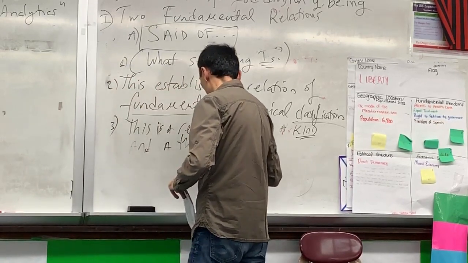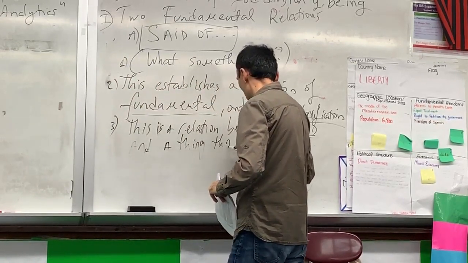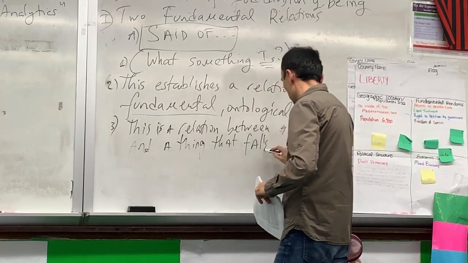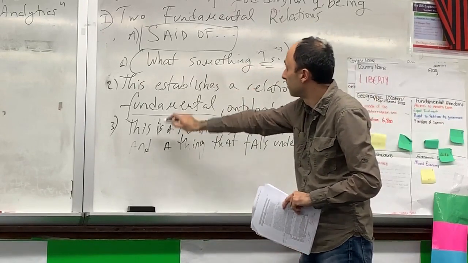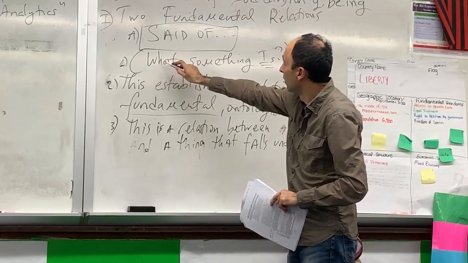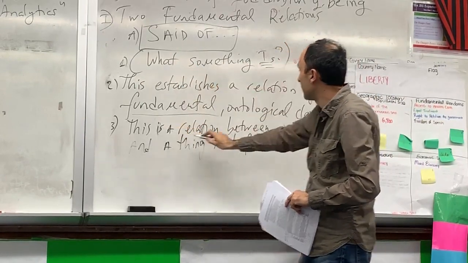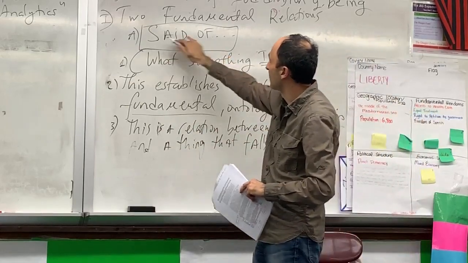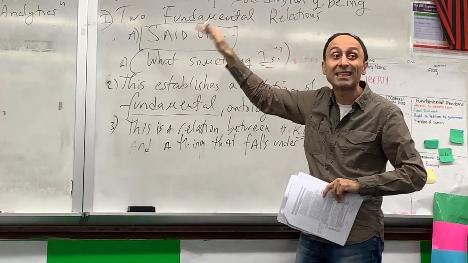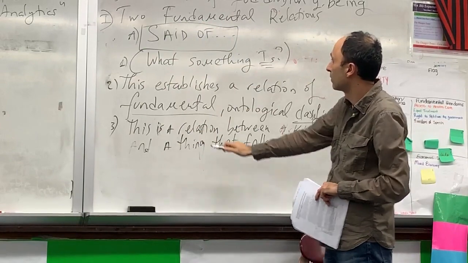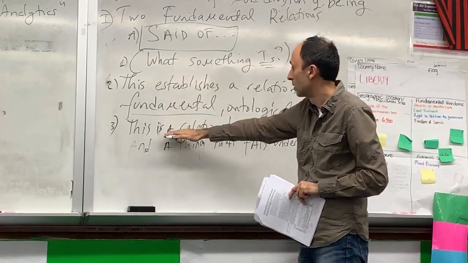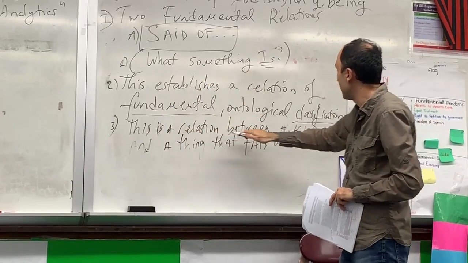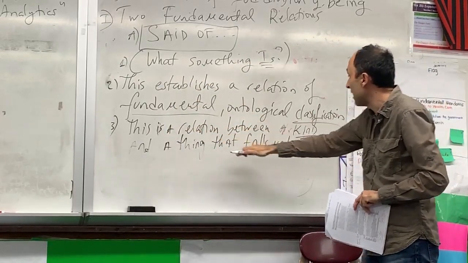I'm sorry, Arto, but on the first part of three, what kind of a relationship are you saying that establishes? The first part of three. No, in three. This is a relation. In other words, a set of. I mean, when something is set of another thing. Right, no, I got that. It's the third one I don't understand that you're saying. This one, three. This is a relation between a kind and a thing that falls under it.